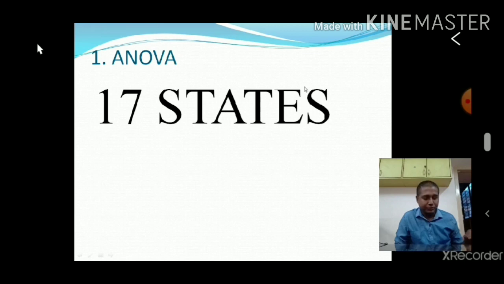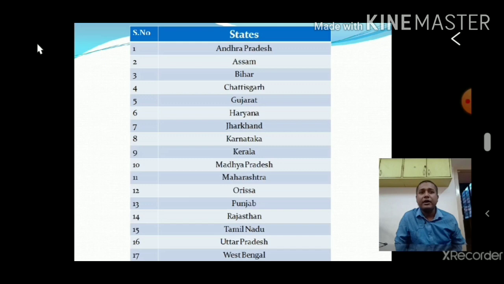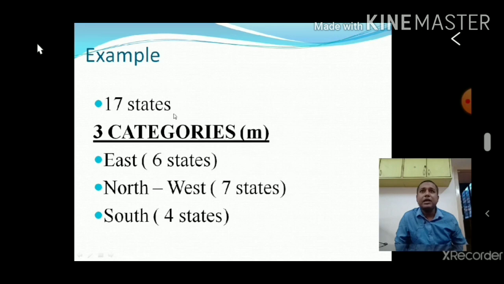In our example, we are going to take 17 states. You can see we have 17 states, from Andhra Pradesh to West Bengal, 1 to 17. We are going to divide these 17 states into three categories. In the previous slides, we saw sex, where the category was two, male and female. Then color, white and non-white, that was two categories. In the same way, the 17 states are divided into three categories. One is East, which consists of 6 states, Northwest region, which consists of 7 states, and South, which consists of 4 states.